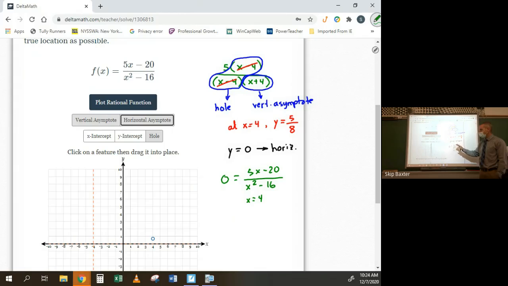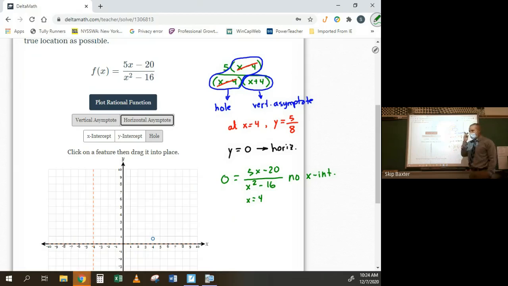So what that means is that there's actually no x-intercepts here, which kind of makes sense. If there's an asymptote and it's the x-axis, then the graph is never going to cross the x-axis. Does that make sense? So you just don't click on that. You just leave it unclicked. Okay? So there's no x-intercepts.